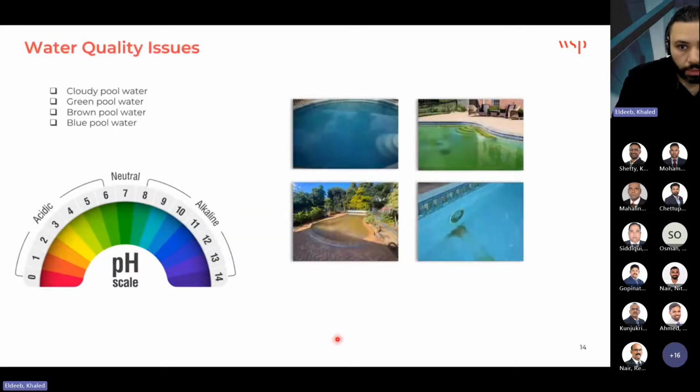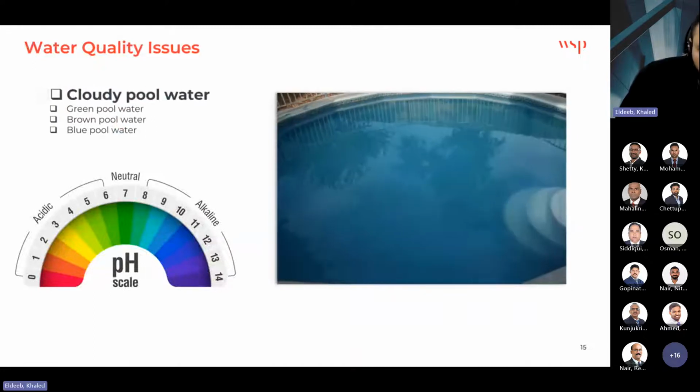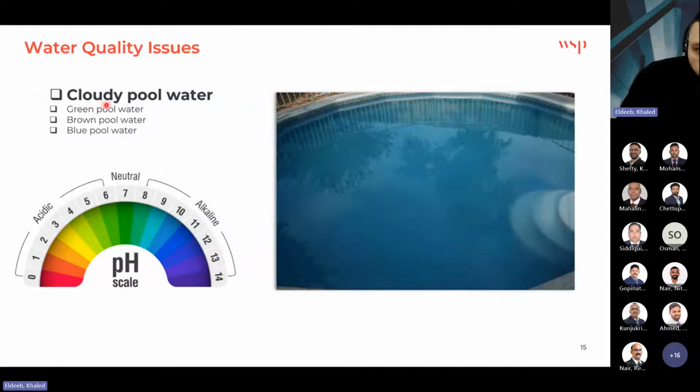Here, to see how the pH is important, we'll look at 4 cases, to see what will happen if we have disorder in the pH levels and how this will impact the chlorine and the entire filtration system in the pool. So the first case, cloudy pool water.